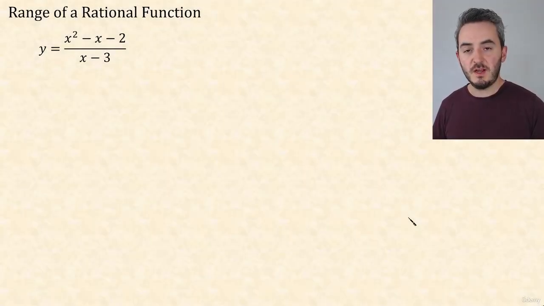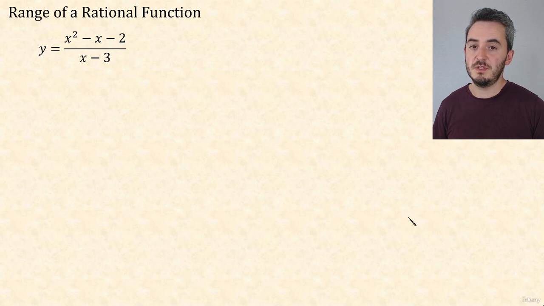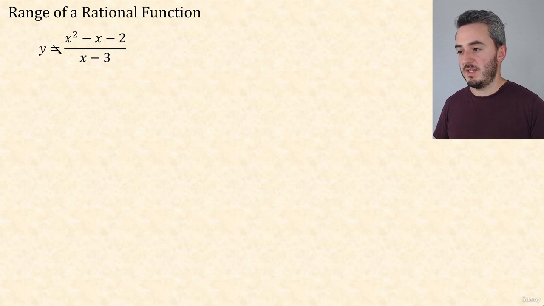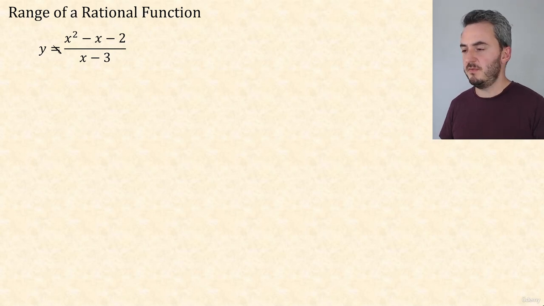In this video, we're going to look at how to work out the range of a rational function. So the range, remember, is the y values that we can have. So let's take this example here: y equals x squared minus x minus 2 over x minus 3. Well, we actually looked at this very function in the previous video.